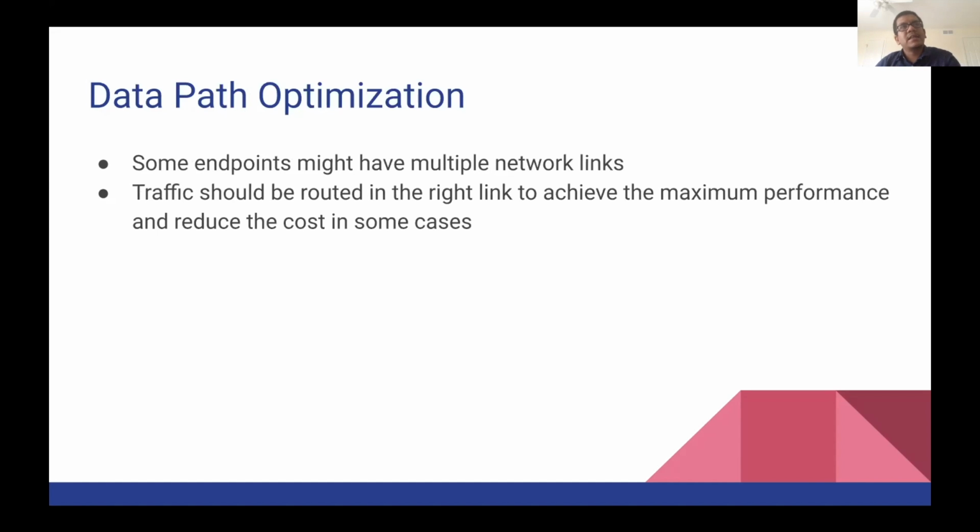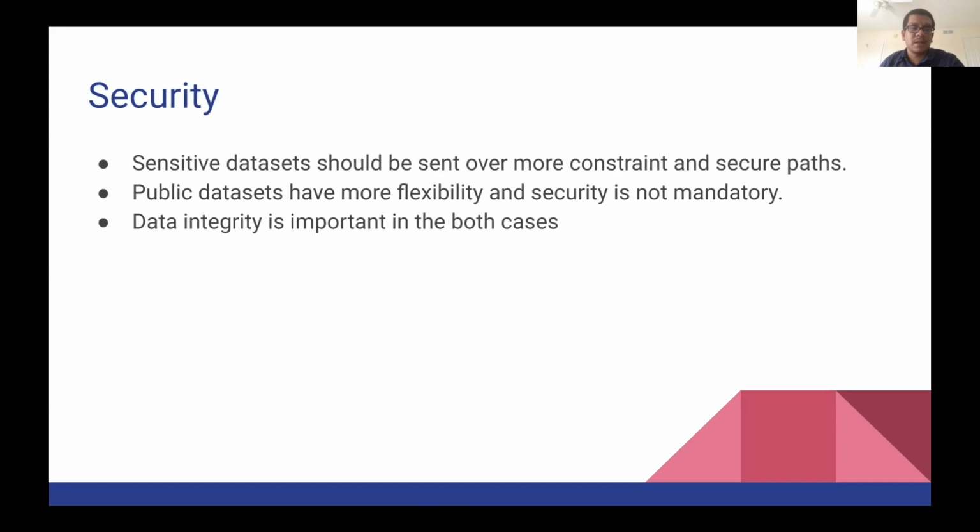And the other one is data path optimization. This comes into the picture in cases where you have endpoints with multiple network links, and the transfer solution should be smart enough to pick the right network link to get the maximum throughput, or in some cases even reduce the network cost, especially in cloud endpoints. Security is also very important where you have sensitive data sets to transfer. In that case, you have to go to more constrained and secure paths.